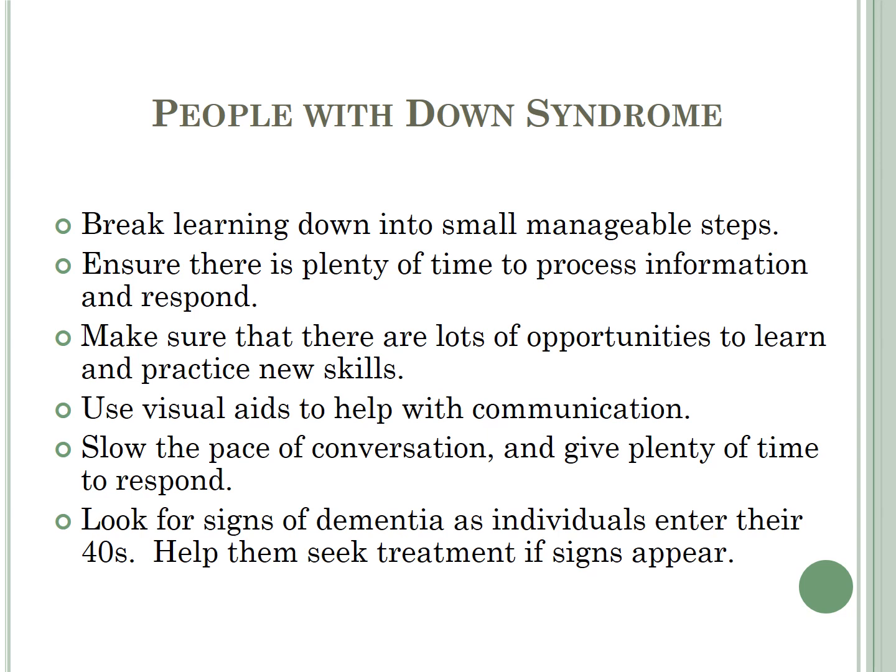And if you're struggling with communicating with the person, you can always use visual aids to help. And slow the pace of your conversation with the person and give them plenty of time to respond. And then as the person's getting a little older, entering their 40s, just really keep an eye on them. And if they show any signs at all of dementia, make sure you immediately get them to a care provider so that they can get the help that they need. There are really good medicines that can really slow the progression of Alzheimer's and dementia.